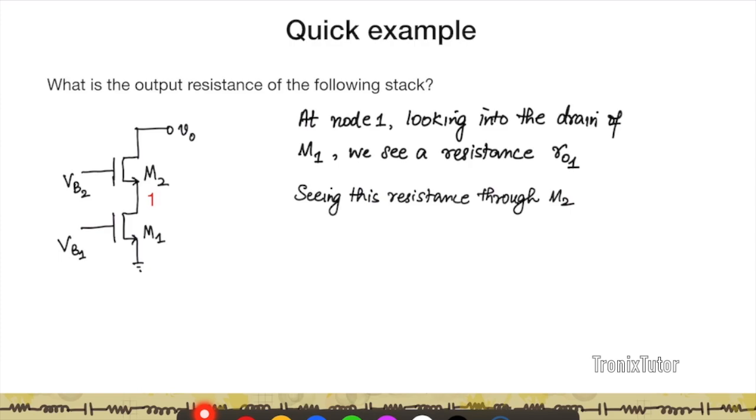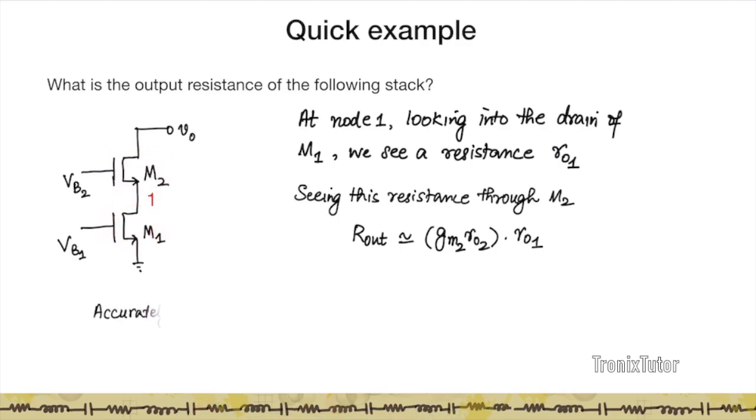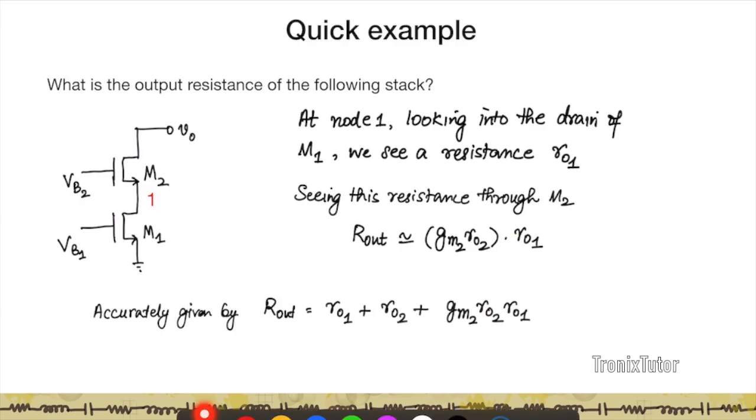And so we can say that the total output resistance is going to be gm2 into RO2 into whatever is connected to the source of M2, which is R1. So very quickly I can write the output resistance of the stack as gm2 RO2, that is the gain of the M2 transistor, times R1. If I want to be accurate, then I can write Rout as R1 plus RO2 plus gm2 RO2 R1. And again, in most cases, gm2 RO2 is going to be a large number, and so this is going to be approximately equal to what you get here.